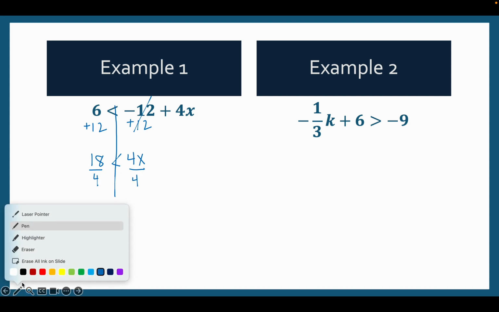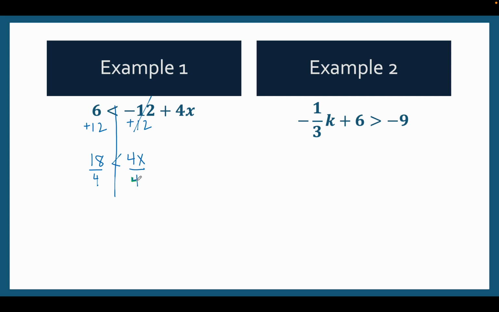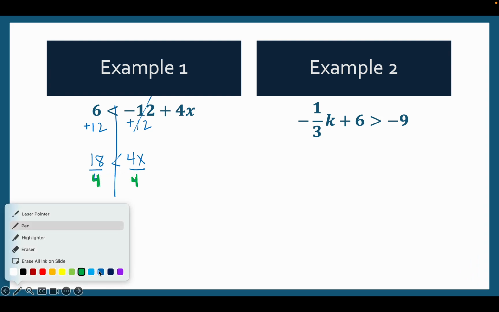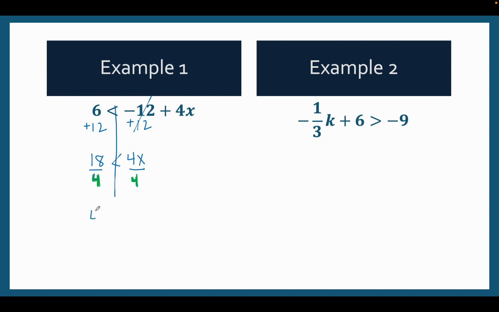So the number we're looking to see if it's going to flip or not is this number that we're dividing by. So the one I'm highlighting in green, if this is negative, we would need to flip the inequality sign. But it's positive, so we do not need to flip the inequality sign. So we end up with 4.5 is less than x, or if you like to see the x on the other side, x is greater than 4.5.